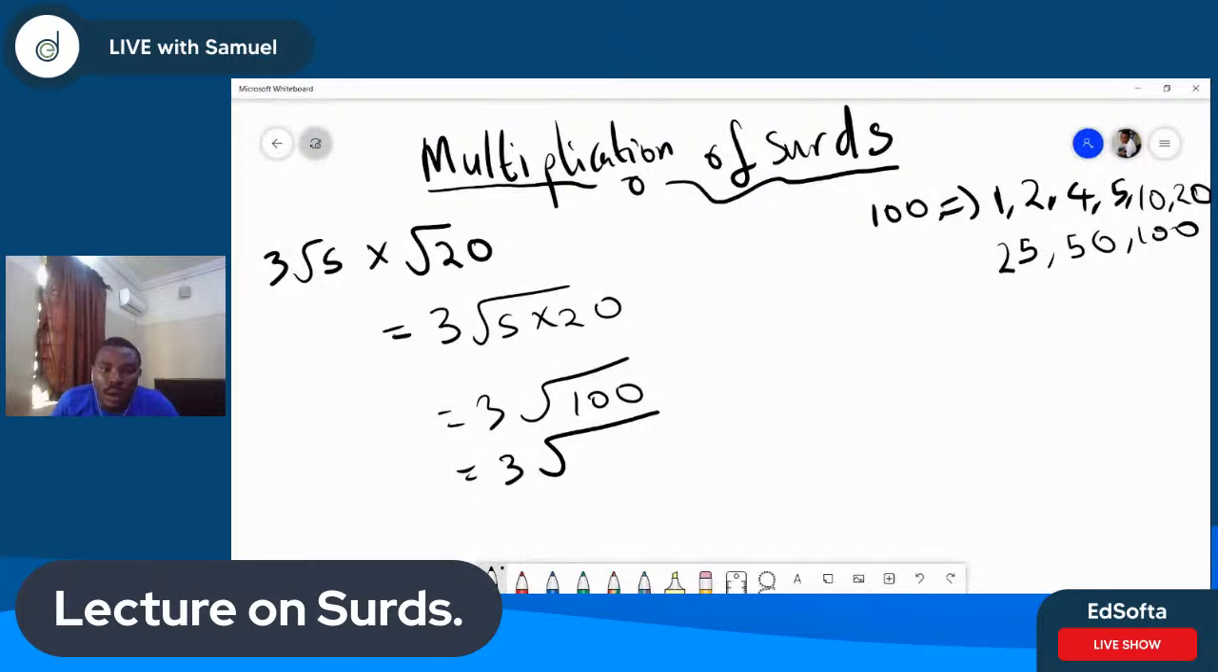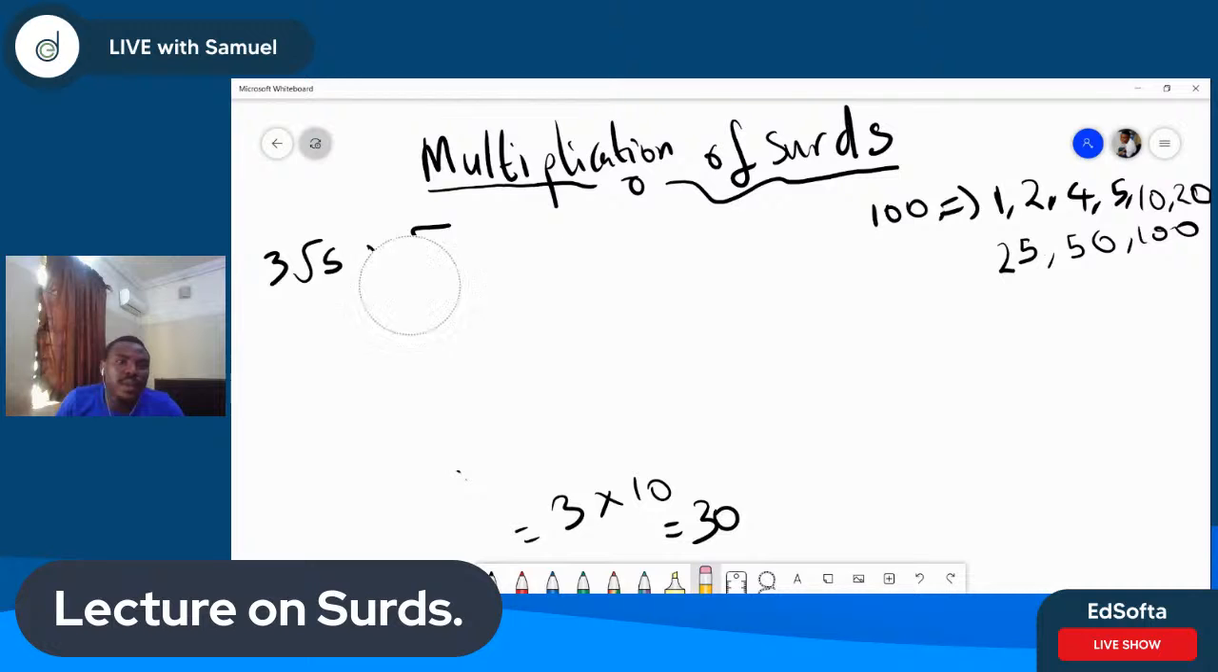So 100 is a perfect square already. So we know this is just 10 squared. So we just have 3 times 10, and our answer is 30. That's a faster way to get to where we were going. All right, guys, we can move on to another example.